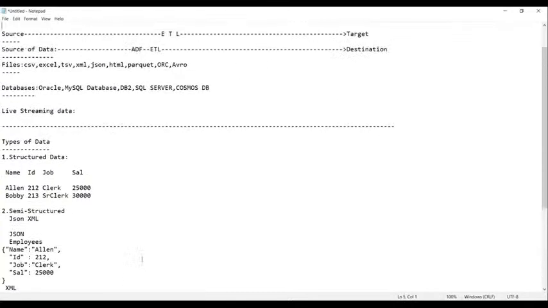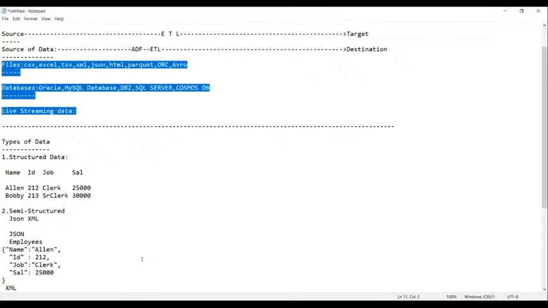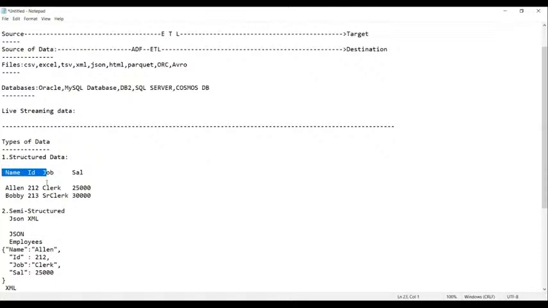So for the process of ETL, what do we require? Source and the target. Source is here, and these are the types of sources we have: files, etc. But from this source, what type of data can we get? Structured data, semi-structured data, and unstructured data. These are the three types of data you can get.